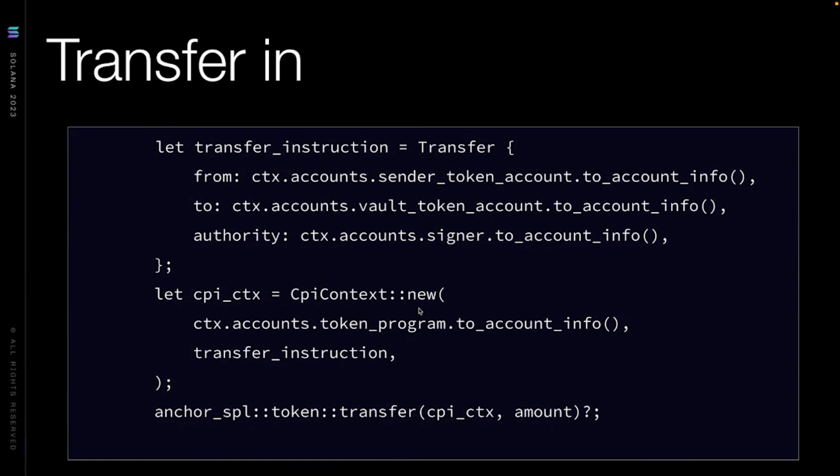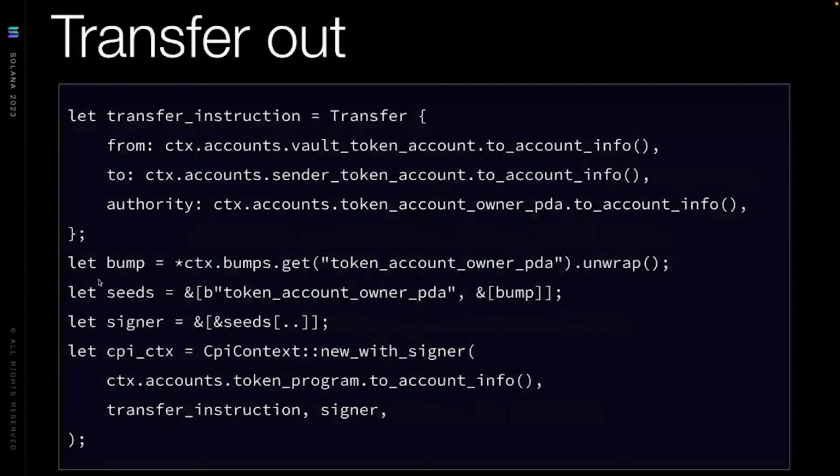And to transfer out is just a tiny bit more complicated, because you need to sign for the PDA with the PDA for the transfer in the program. But here's an example of how you can do that. And then you would just call the CPI context new with signer. And the signer would in this case be these seeds here, the token account owner, PDA, and the bump.